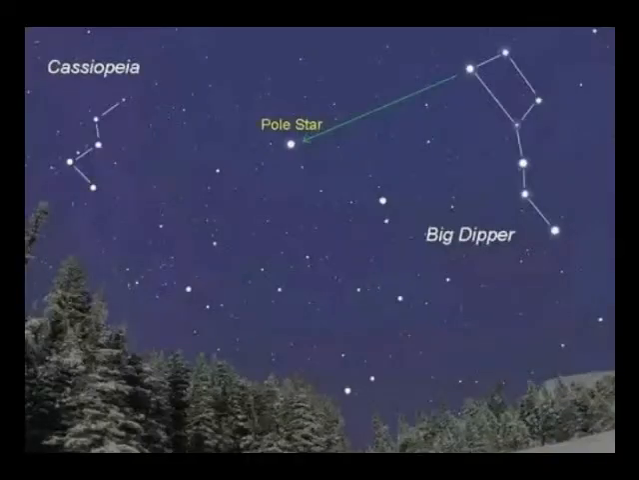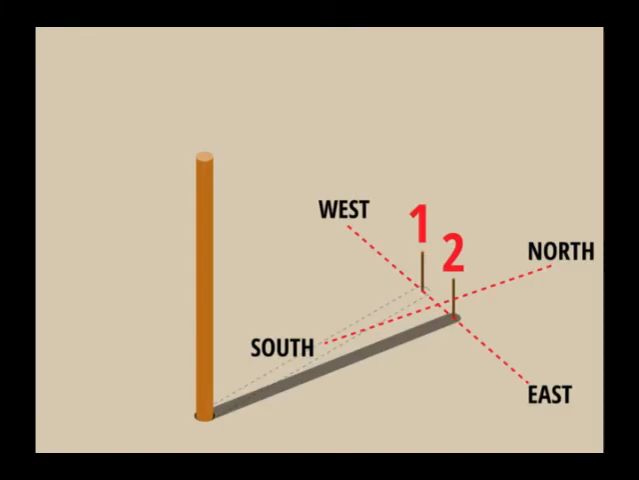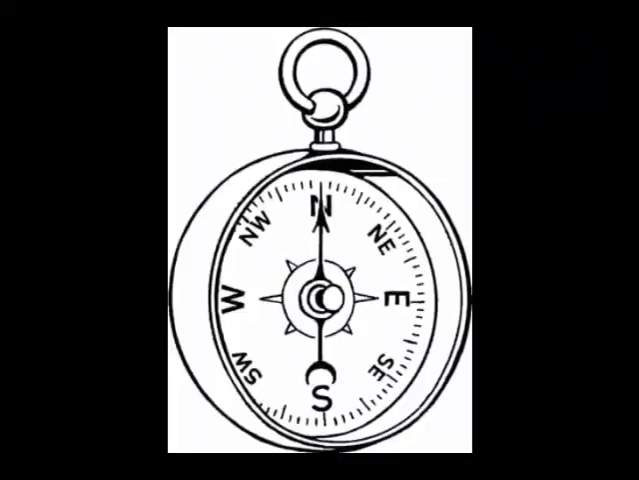Pole star is the brightest and the steadiest star that can be seen in the sky. It is always situated in the north and helps in finding the direction. Now we come to sun's shadow. The shadow is a dark real image formed when light coming from sun is blocked by an opaque object. The movement of the sun helps to find true north. Then we come to magnetic compass.